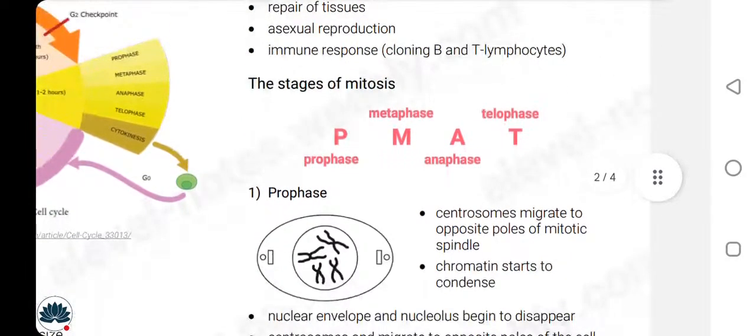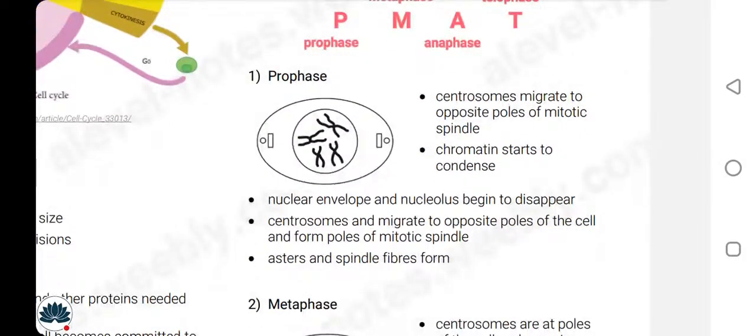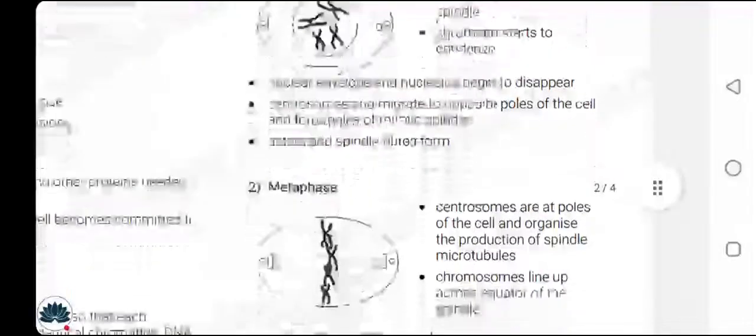The stages of mitosis you can also learn as PMAT. It means prophase, metaphase, anaphase, and telophase. Prophase means that the centrosomes migrate to opposite poles and form the poles of the mitotic spindle, and chromatin starts to condense. Nuclear envelope and nucleolus begin to disappear. Asters and spindle fibers form.